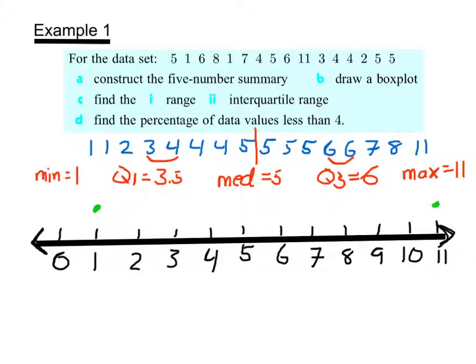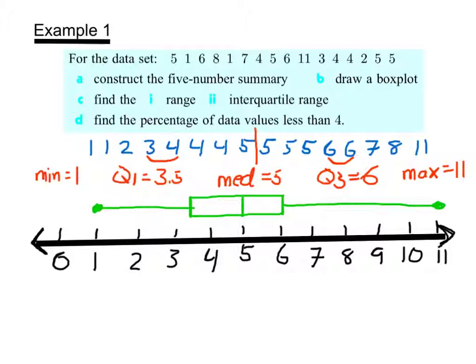And then I'm going to draw a line at Q1, which is 3.5, and a line at 6, which represents Q3. And I'll draw another line at 5, which represents the median, and I'm going to connect those lines like so to form a box. And then the last thing I need to do is draw the whiskers, which are the lines from the minimum to the box and the maximum to the box. And this is my box and whisker plot, which is a quick visualization of the spread of the data set.